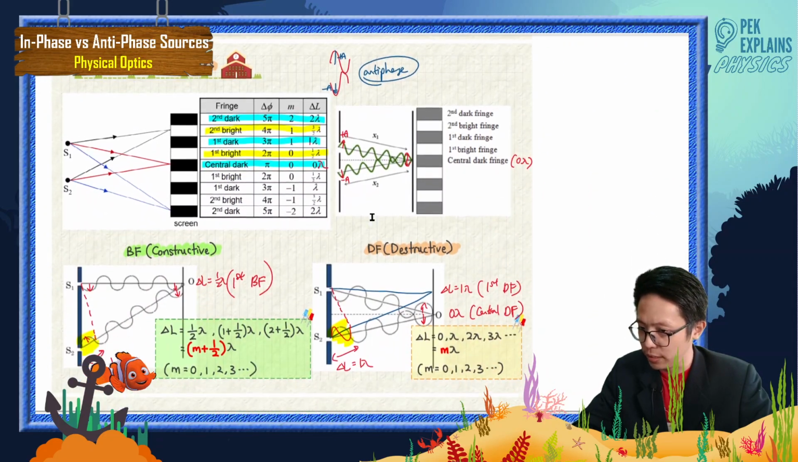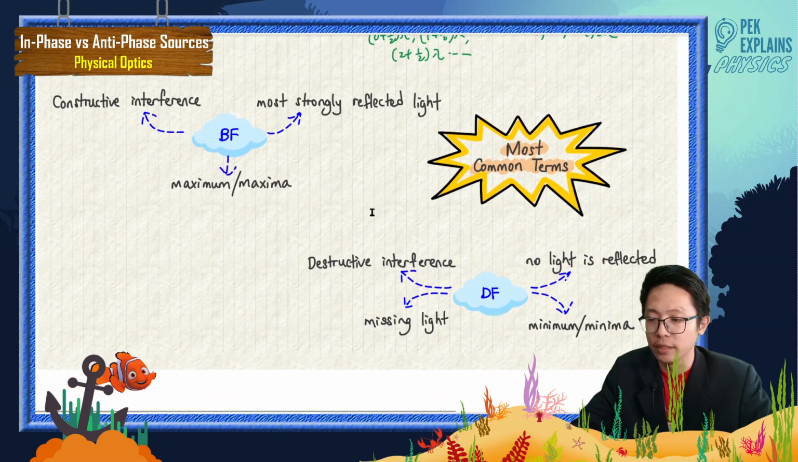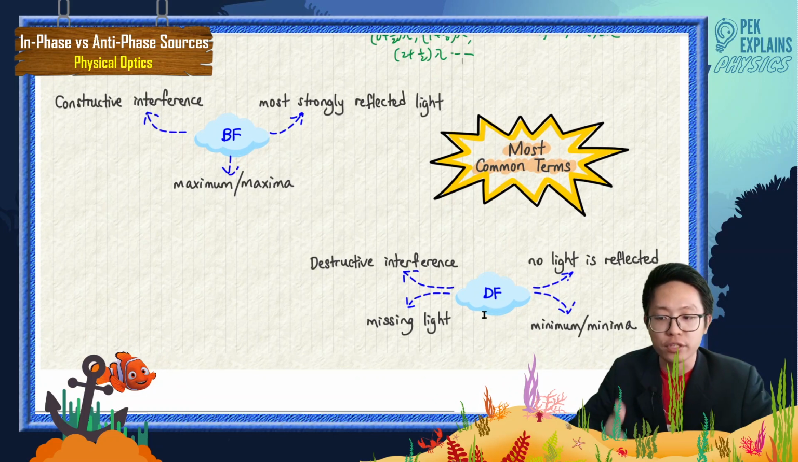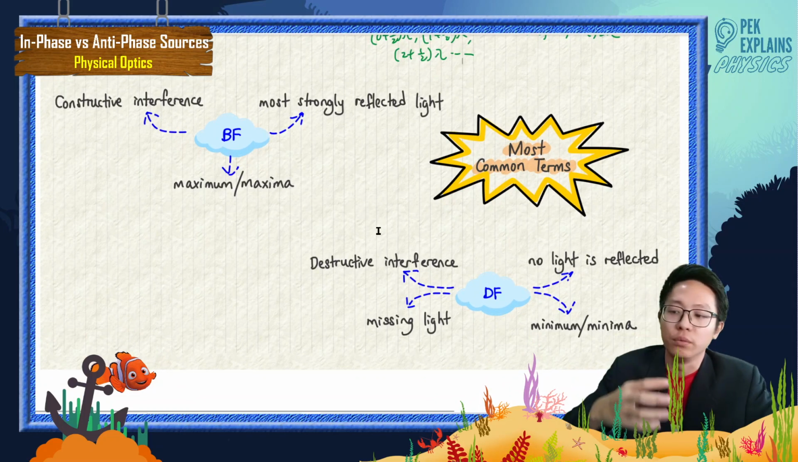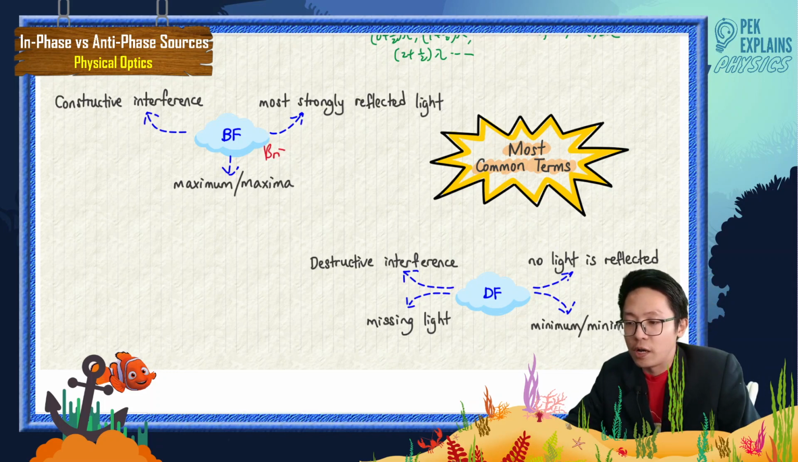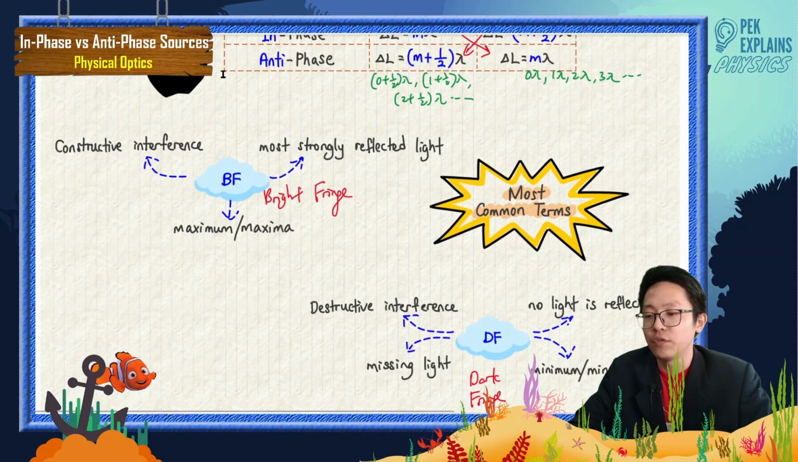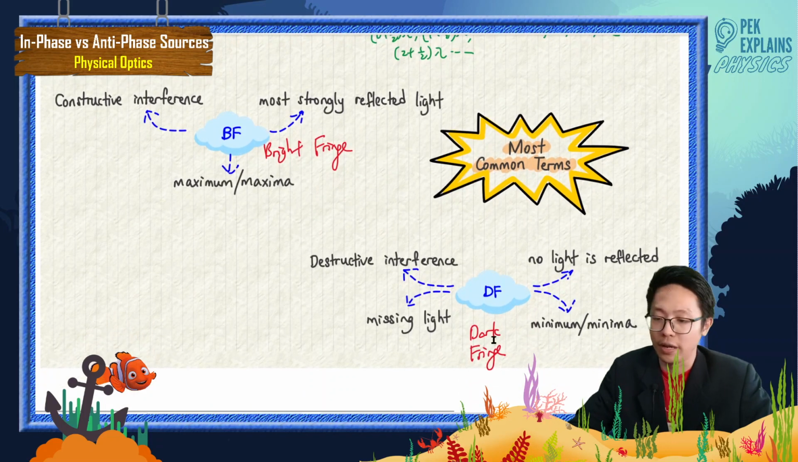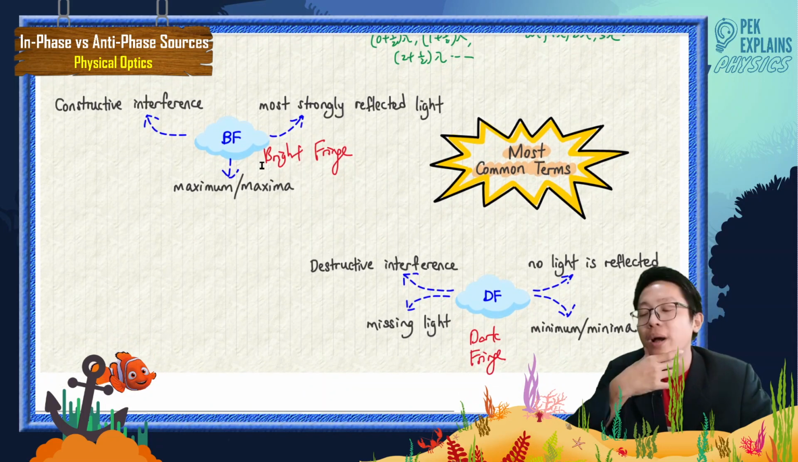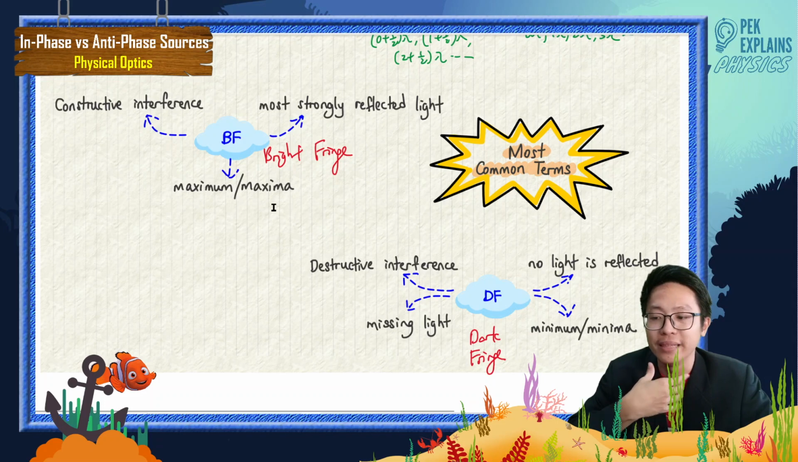Now, these are several very common terms to mention about bright fringe and dark fringe. In the questions, he won't specifically say bright fringe or dark fringe. Sometimes it gives you other terms to guess whether it is bright fringe or dark fringe. So what are other terms for bright fringe? Bright fringe, sometimes we call it maximum, or maxima.